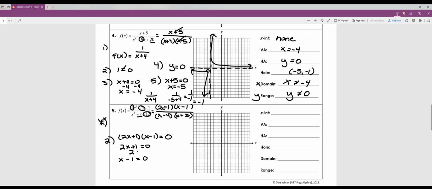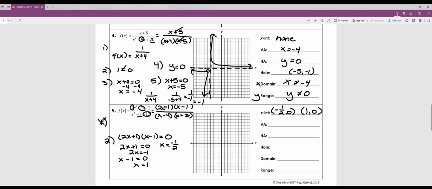So I move my 1 over and I divide by 2 and I get that x is equal to minus 1/2. And on the other one, I get that x is equal to 1. So I'm actually going to have two x-intercepts. I'm going to have one at (negative 1/2, 0) and at (1, 0). So that was step 2.